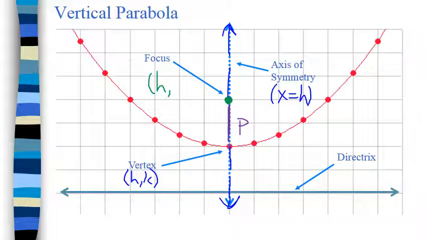Now, the height of the focus is going to be k units plus the p length. So our focus is going to happen at (h, k + p). Our directrix is exactly p units below the vertex. And since it's a horizontal line, it's in the form of y equals k minus p. So k units minus p units gives you y equals your directrix.